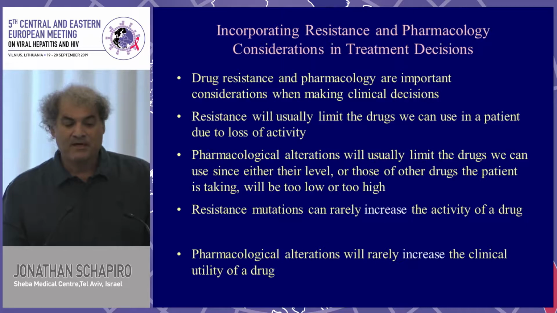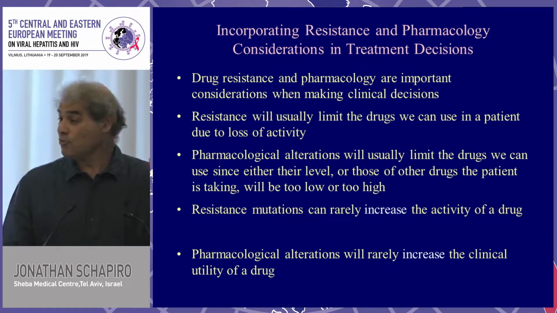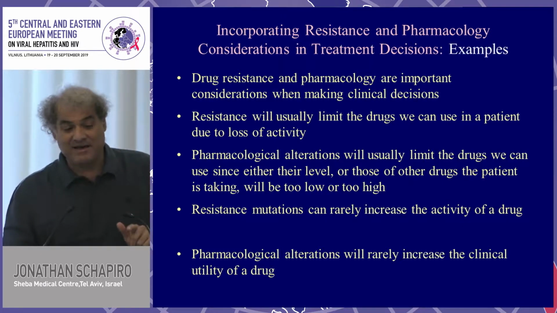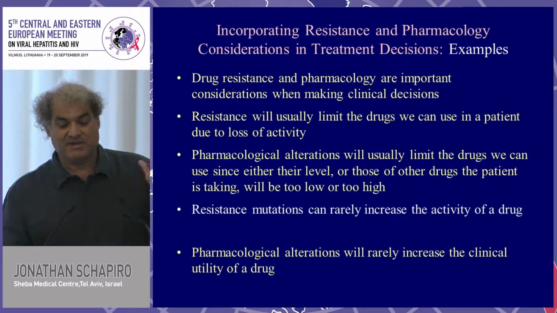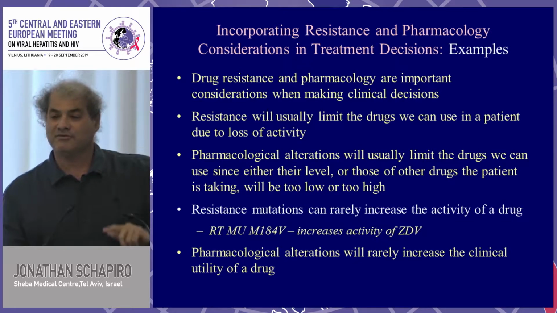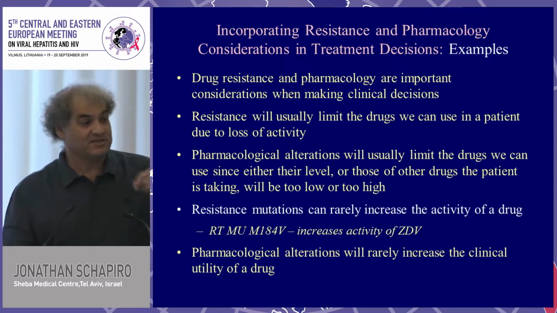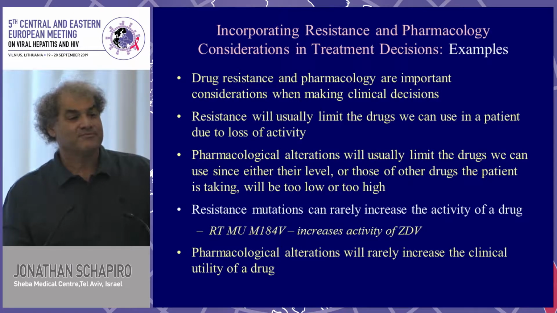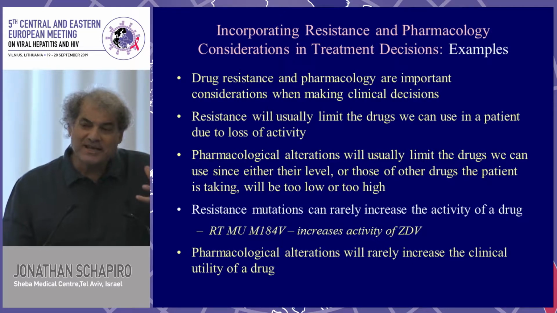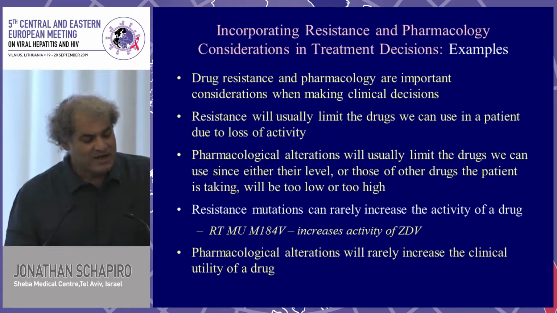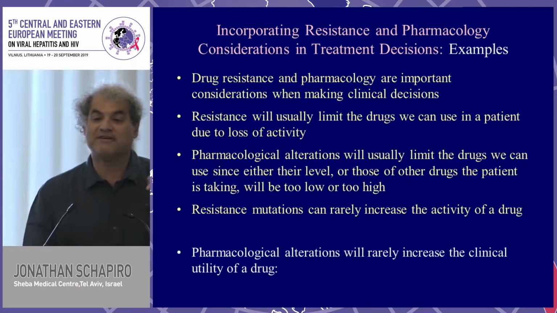For example, there's a resistance mutation that can make some drugs actually more active. And we often discuss it. So if you actually have the M184V, it increases the action of AZT, and there's another drug that also increases the action of tenofovir. Exactly. So actually here, it's one of those cases where we're actually getting a better option because of resistance. And although it rarely happens, we also have it in pharmacology.